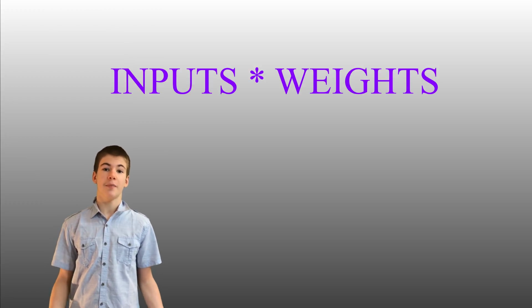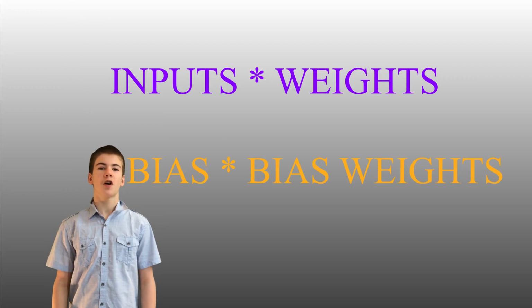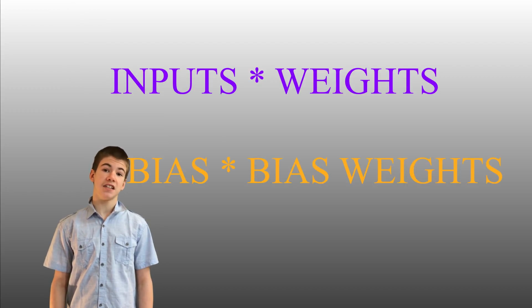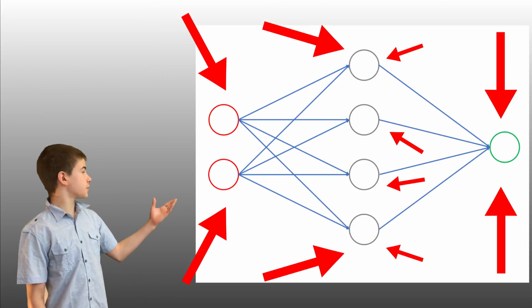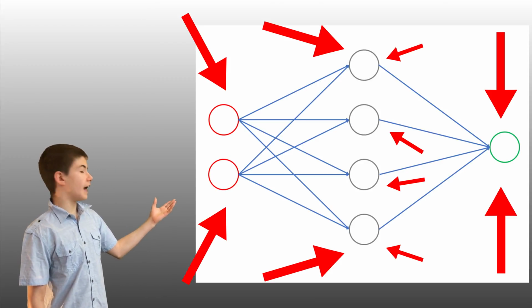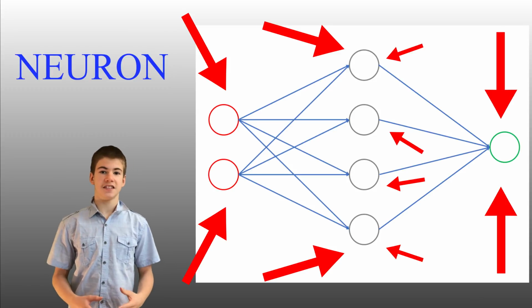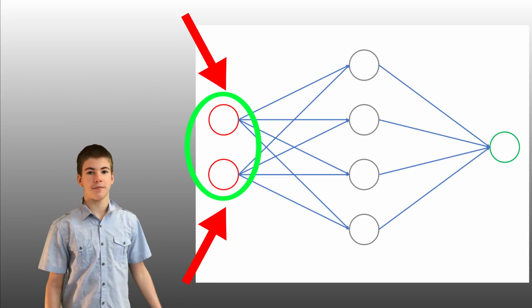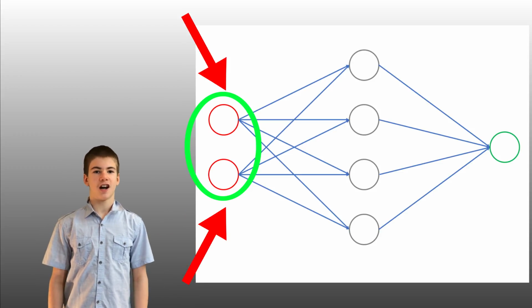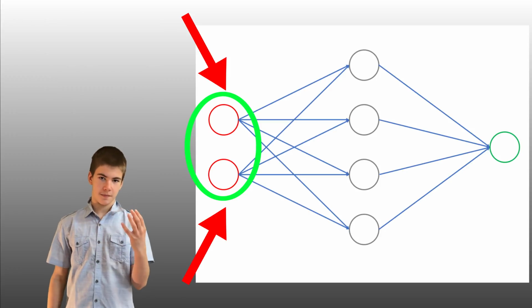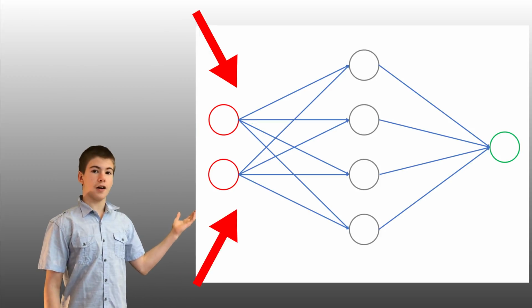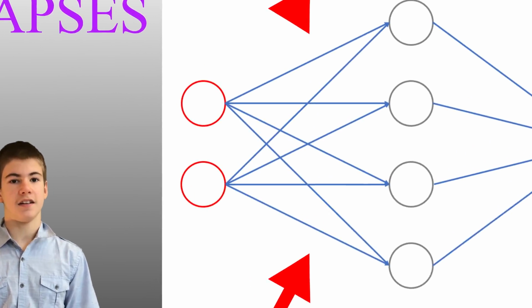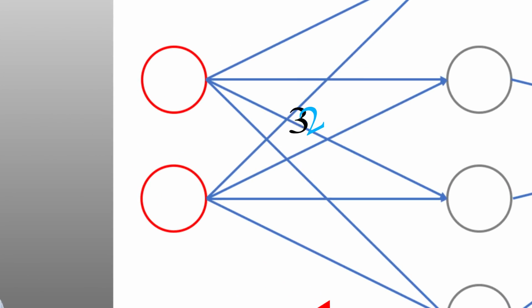We have now multiplied our inputs by our weights and multiplied the bias by its weights. Before we move on to the next step, let's define some vocabulary. Each circle that you see here is known as a neuron. This is the input layer, and these are the input neurons. Their job is simply to hold the input. The lines are known as synapses, and here we multiply the inputs by their weights and the bias by its weight.